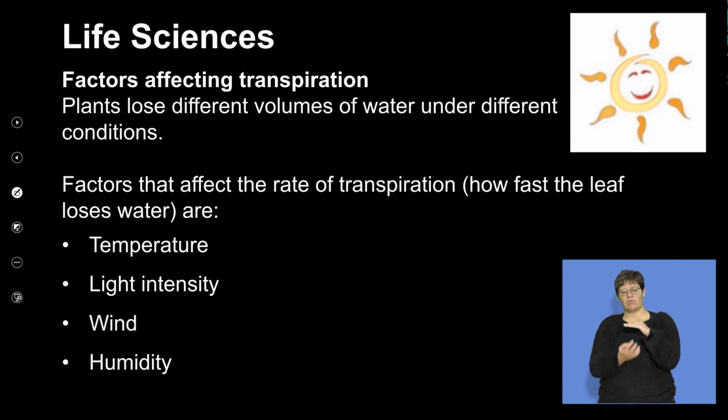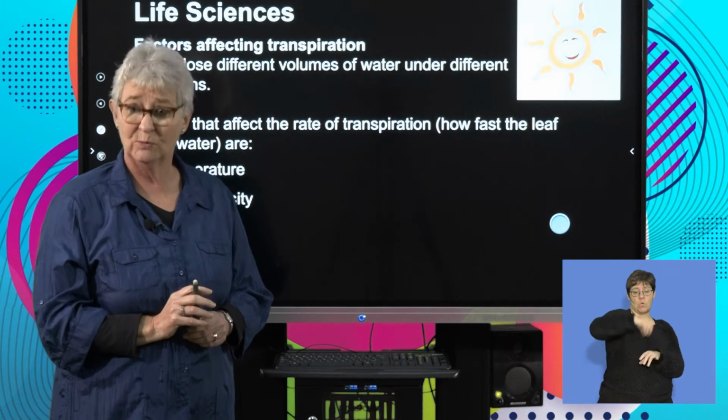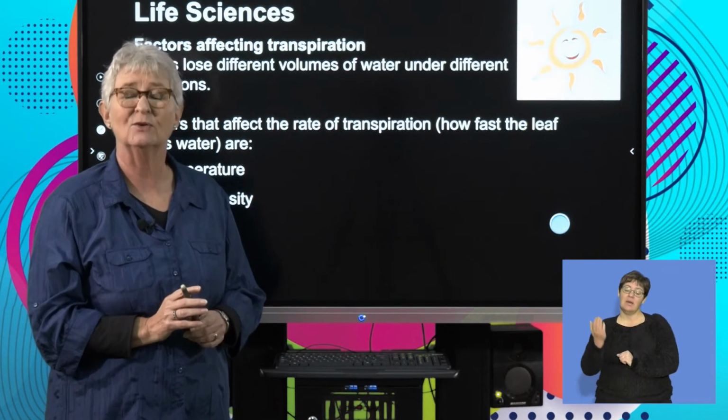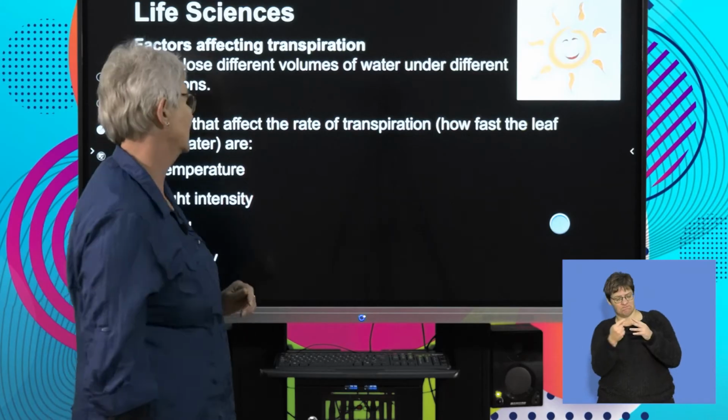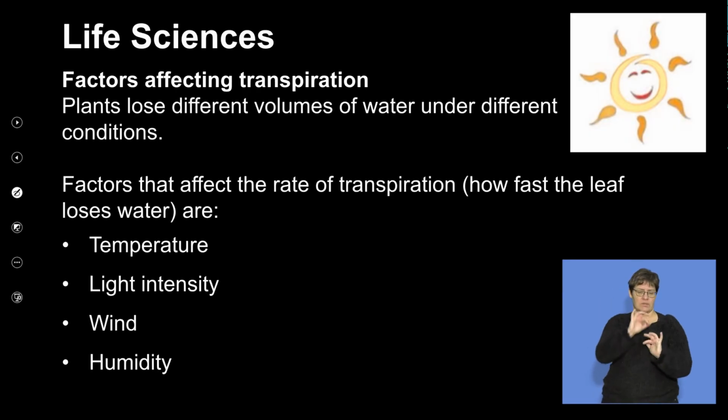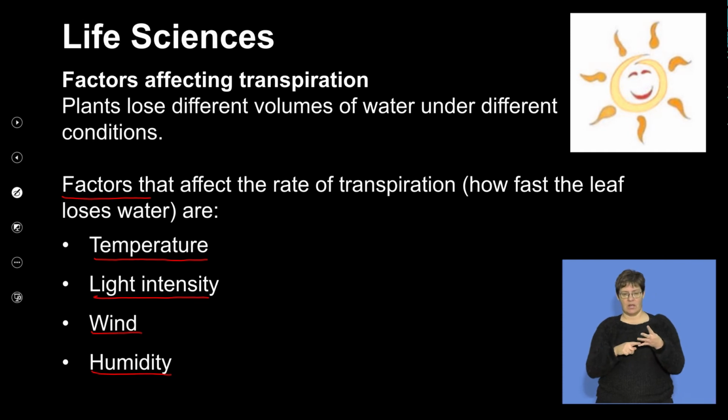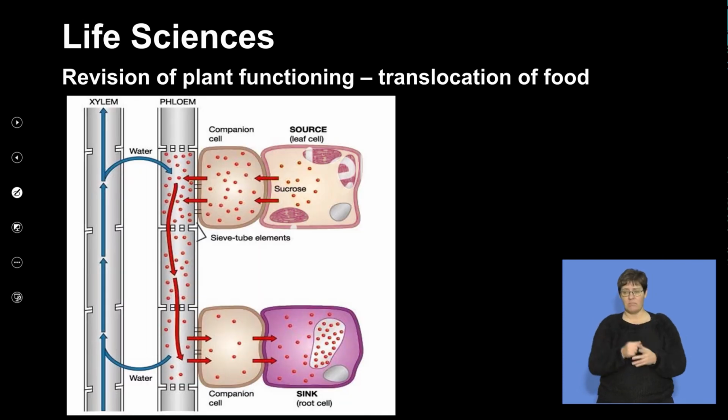Then we also find that environmental factors affect how quickly transpiration occurs, and in our previous lessons we had a look at some of these and how they affect transpiration. The factors that affect transpiration are temperature, light intensity, wind, and humidity. And we did look at some experiments on these.